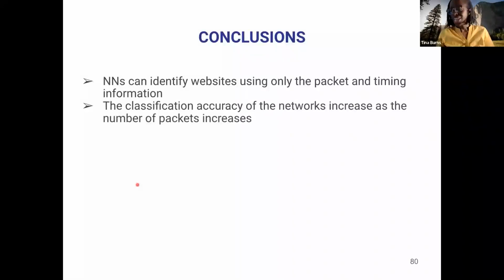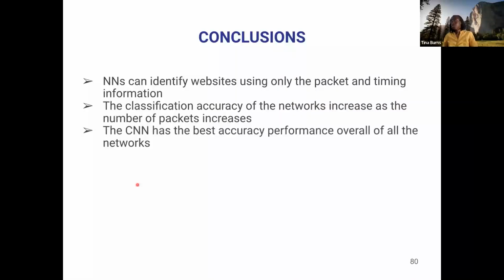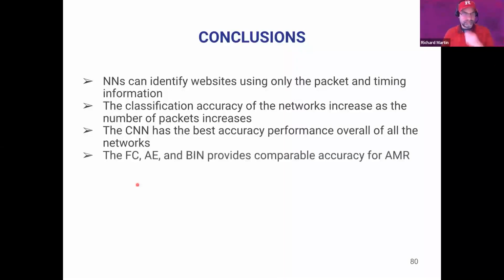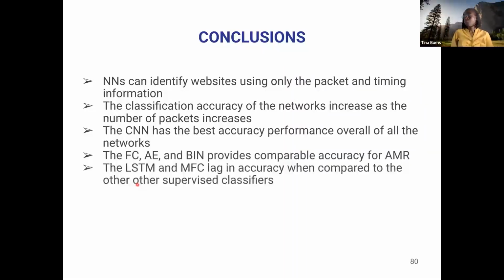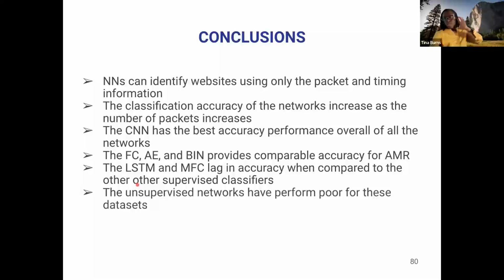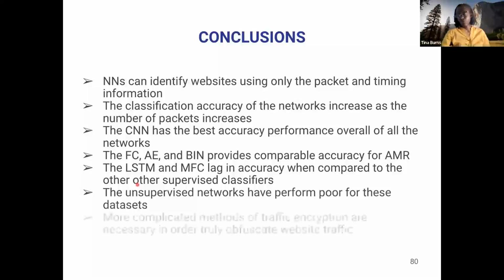As the number of packets increases, of course, the accuracy of the networks increases. The CNN overall has the best performance, but the other networks can provide comparable accuracy. And as Rich mentioned, if those parameters were increased, we might actually see something closer to the CNN as well. The LSTM and match filter classifier are the networks that lag behind everyone else. And for this particular set of data, the unsupervised networks did not seem to perform very well.